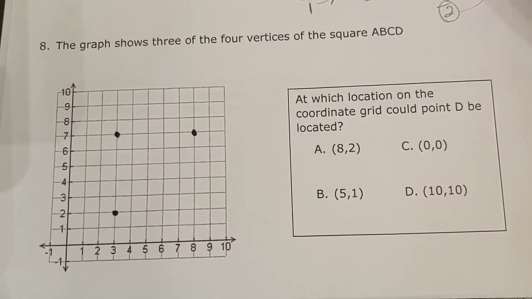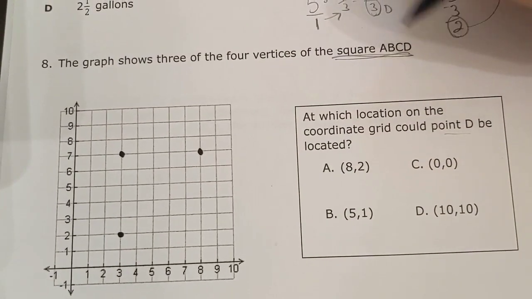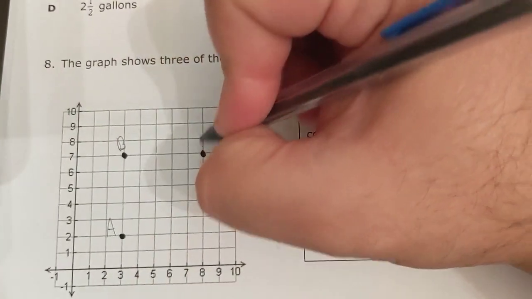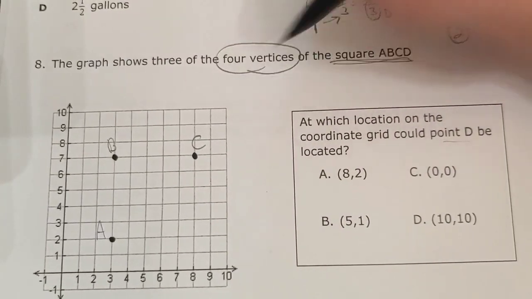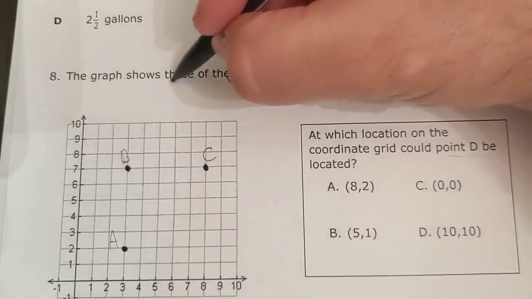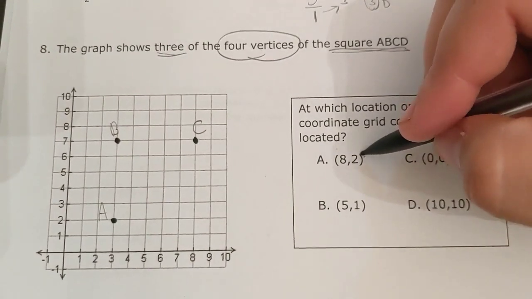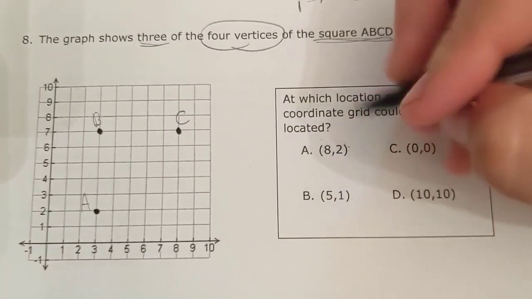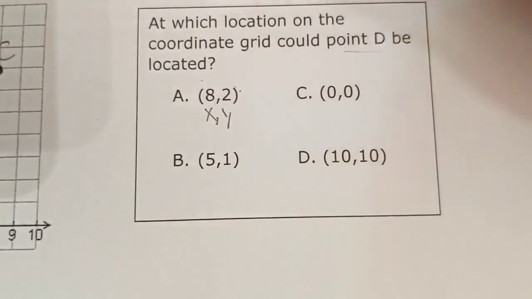So it's asking for where point D could be if you have a square, and the square is ABCD, and you have these vertices. Well, if this is A, this is B, and this is C, and you graph all these points, which one's going to give you the 4th vertex, which is the 4th corner? They give you 3 out of the 4. So let's graph these A2. A2, remember, you always graph from the origin, and the first coordinate is the X coordinate. The second coordinate is the Y coordinate.